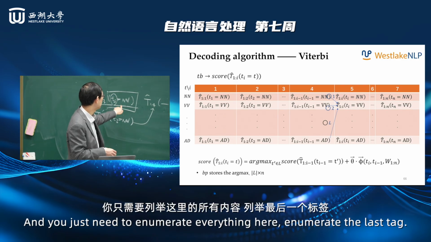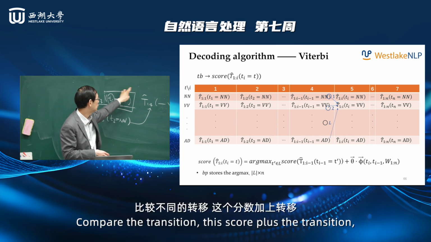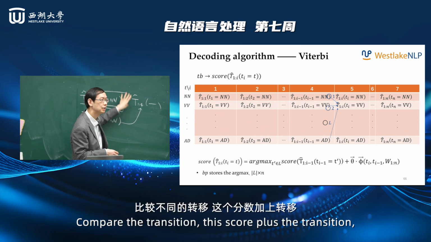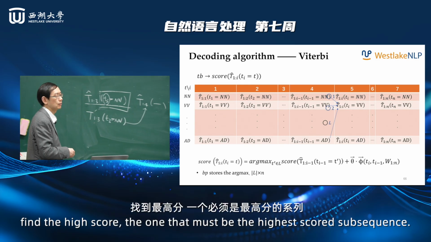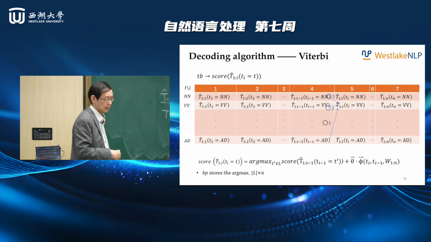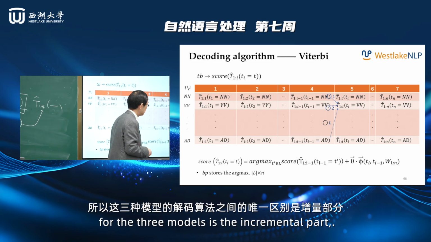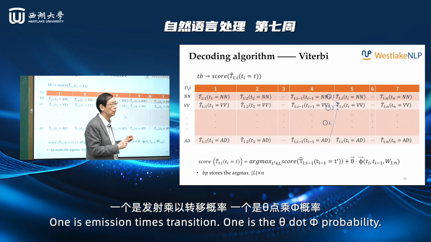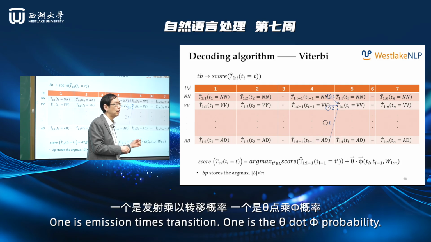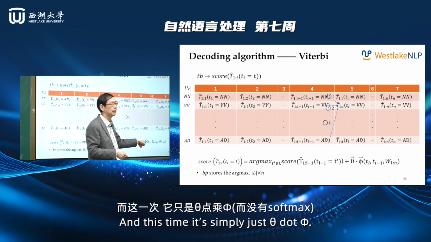And you just need to enumerate everything here. You enumerate the last tag. Compare the transition, this score plus the transition, okay? Find the high scored one, that must be the highest scored subsequence. So the only difference between the decoding algorithms for the 3 models is the incremental part, right? One is emission times transition. One is the theta dot phi probability, right? The probability, a softmax of theta dot phi. And this time, it's simply just theta dot phi.